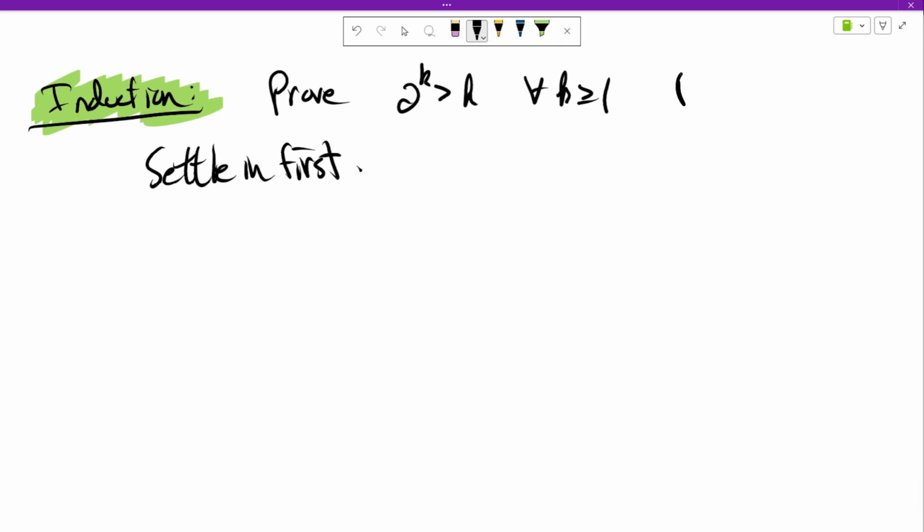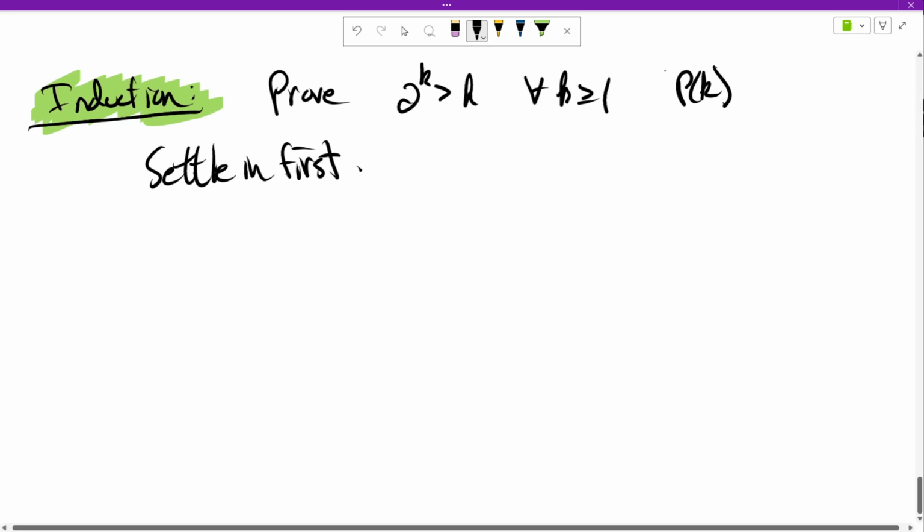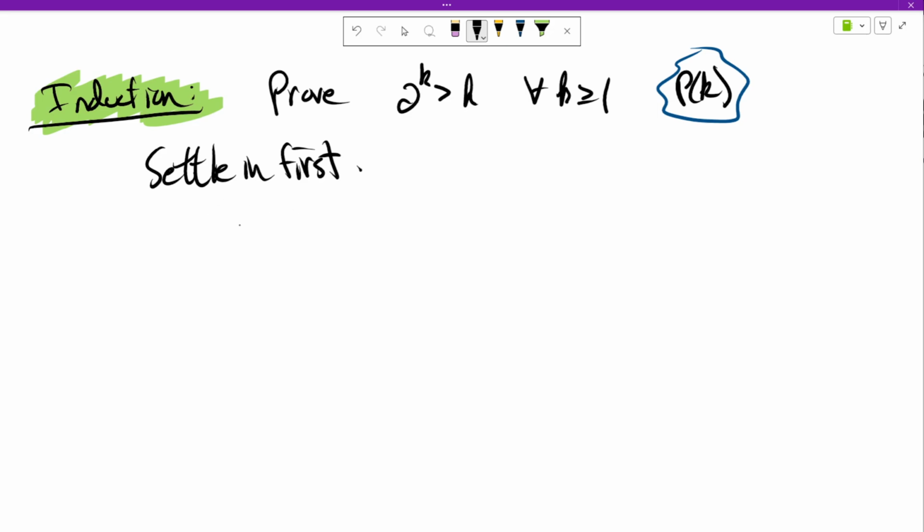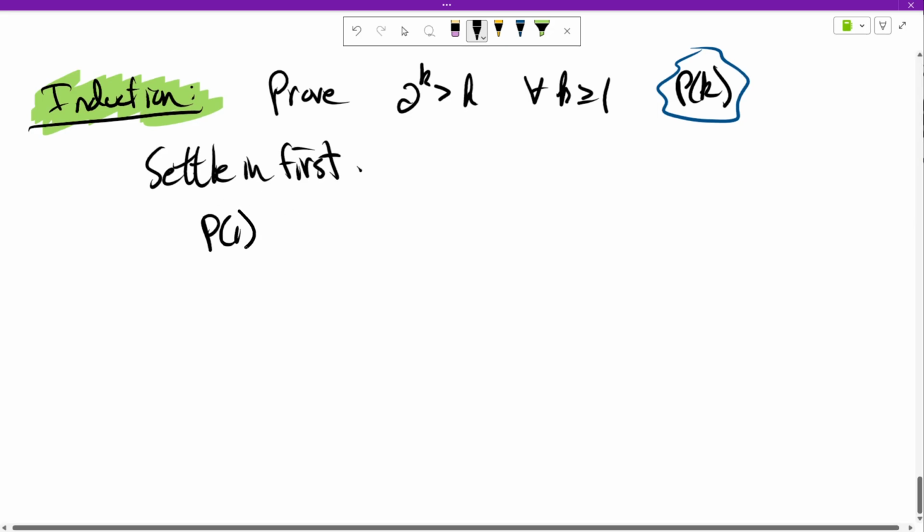So here we have P of k, which is 2 to the k is bigger than k, and this P of k is a statement for all k bigger than or equal to 1. So we're going to settle in first by looking at what P of k is for various k values. Let's start off with the first one, 1, which will double later as being our base step. When k is equal to 1, this is saying 2 to the 1 is bigger than 1. Certainly that's true. 2 is bigger than 1.